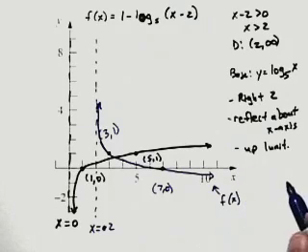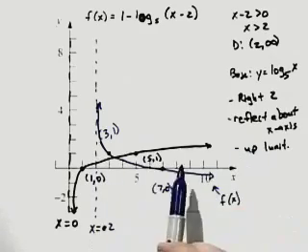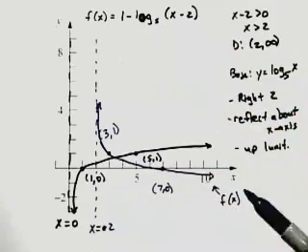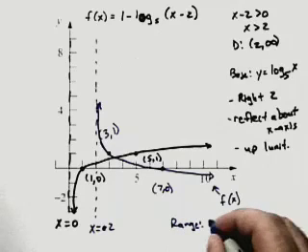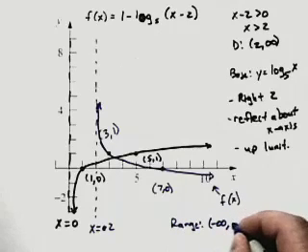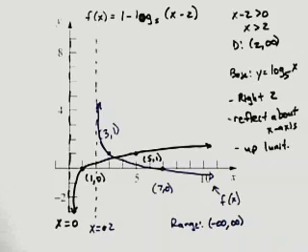We were asked to determine the range. By looking at the graph, we can see that the range is going to be all real numbers. So we'll say the range is the interval negative infinity to infinity. And any asymptotes, we see that we only have the one vertical asymptote at x equal to 2.